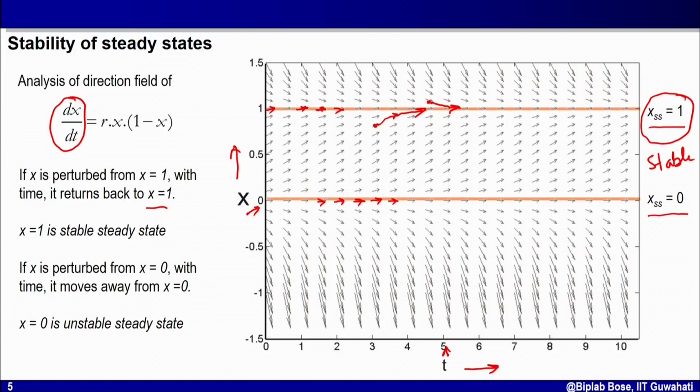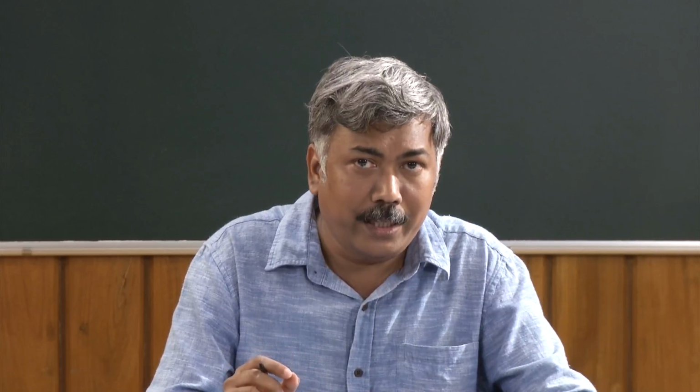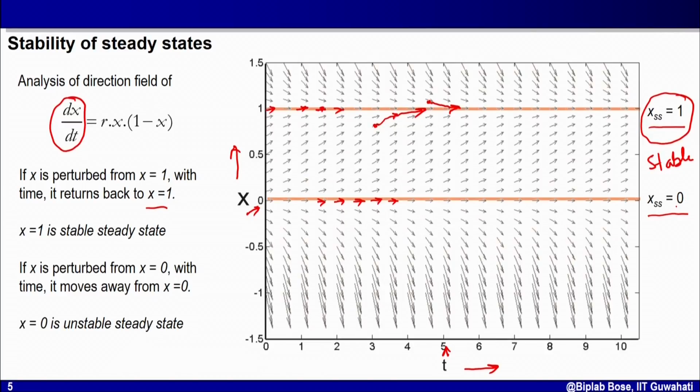What is happening? If you disturb a system which is at a stable steady state slightly, then with time it will come back to that stable steady state. Now let us look into steady state x equal to 0. Suppose right now x is here at time 6 at x equal to 0. I change the value of x slightly higher. Now if I leave x to evolve with time, x will follow these arrows and move away from x equal to 0.